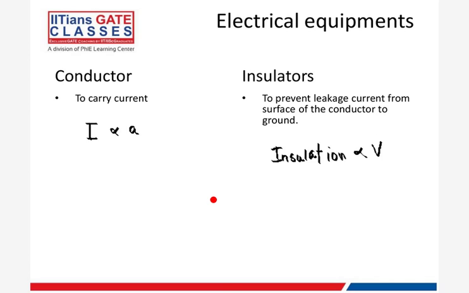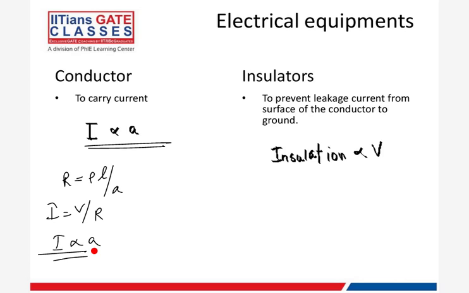When we are talking about a transmission line, there are two major equipments that come into the picture. The first one is the conductor, and the second one is the insulator. The point of the conductor is to carry current, and the current carrying capacity is proportional to area. R is equal to rho L by A, and I is equal to V by R. So I will be proportional to A.